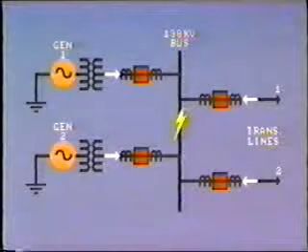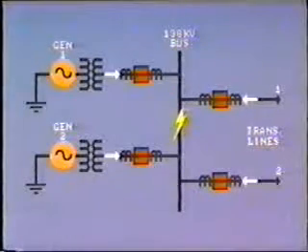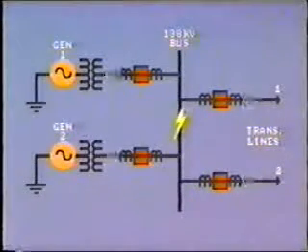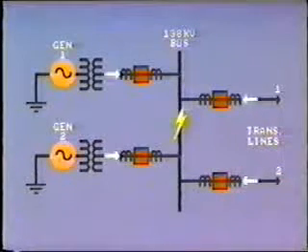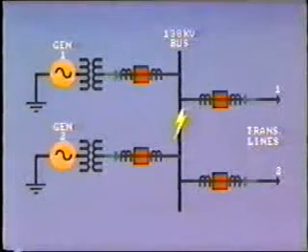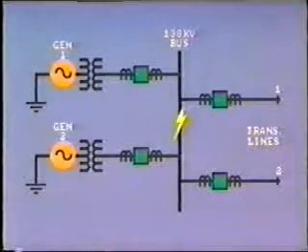If a fault does occur on the bus itself, the sum of the currents in and out of the bus will no longer be 0. This will cause the protection relays to operate and trip all the breakers connected to the bus. This is the well-known differential principle that we're all familiar with.